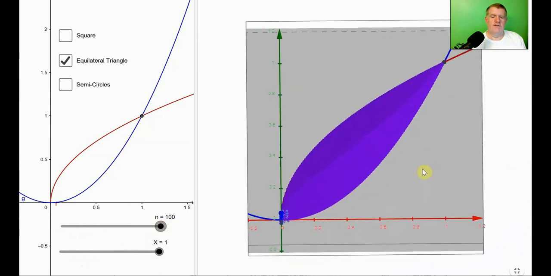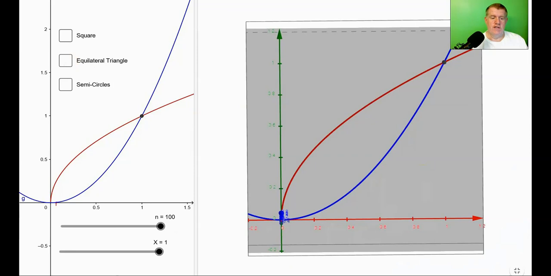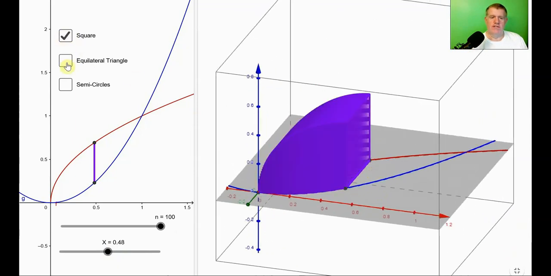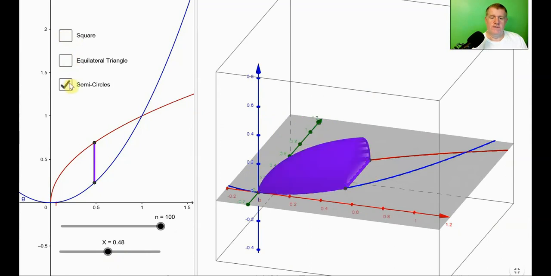Now the nice part is, I'm going to go back to this view, you don't have to visualize it necessarily to understand how to do the volume. If you know the distance between these two curves, all you have to know is that distance, which in this case will be the value of f minus the value of g. And that will give you any three-dimensional shape that you want to put on top of it, a square, an equilateral triangle, or a semicircle.